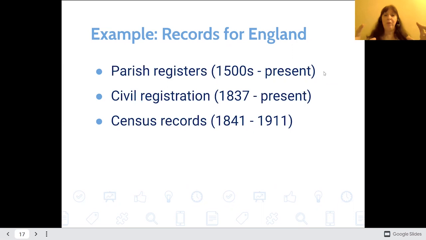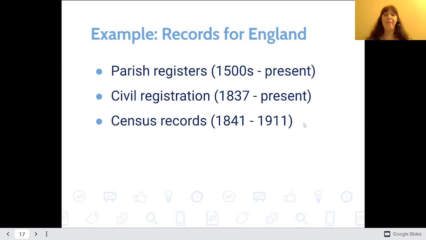And the next one is civil registration, which is the reporting to a government of vital events. So civil registration will typically cover at least births, marriages, and deaths. And many, many countries have civil registration. They may not always call it civil registration. Sometimes it's statutory registration, but it is the reporting of vital events to a government authority.